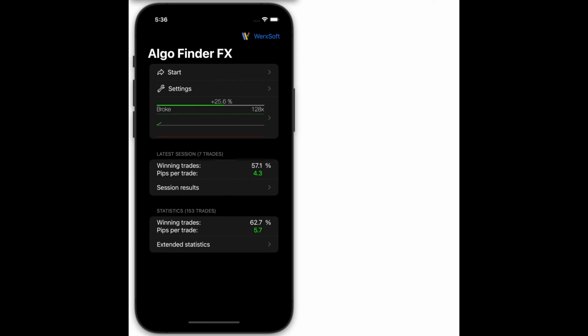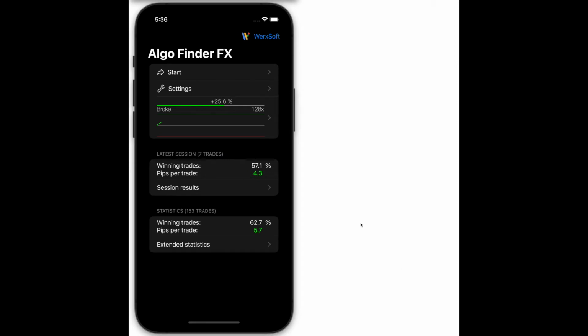Imagine you exchange money to a foreign currency, then you wait a few hours and the exchange rate goes up. So when you exchange back to your original currency, you have more money than you started with. That's how the Forex market works. Algo Finder lets you experiment on historical data to find a system where you win more than you lose.